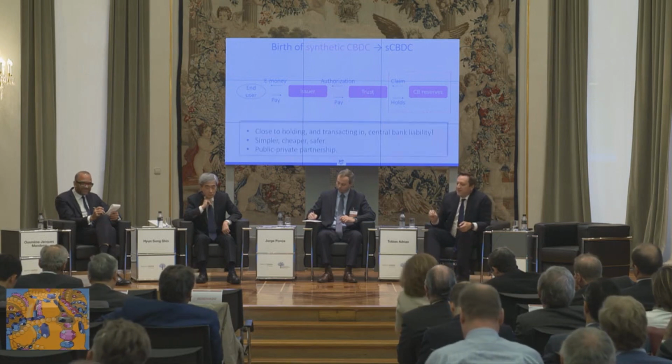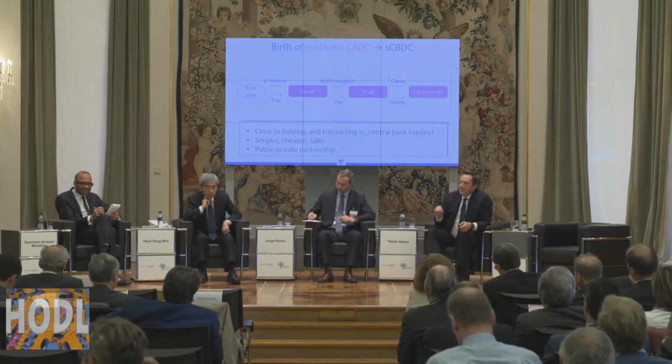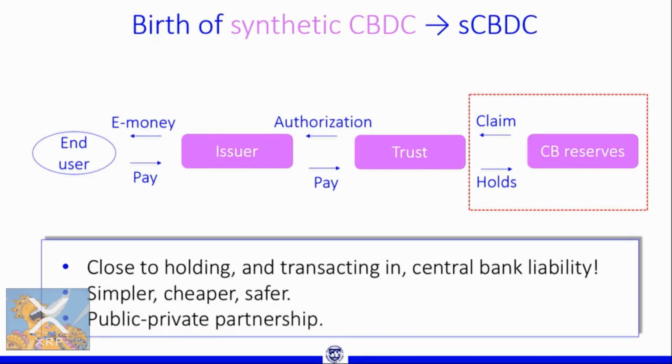So this would be very, very close to really holding a central bank liability. We call it a synthetic central bank digital currency, because you don't directly hold a central bank liability. There's still one balance sheet in the middle, which is the one of the narrow bank, but it's very, very close, because all the narrow bank holds are central bank reserves on the asset side and stablecoin liabilities on the other side of the balance sheet. It's simple, it's cheap, and it's a public-private partnership, which we're generally keen on. So it's something very simple to do.